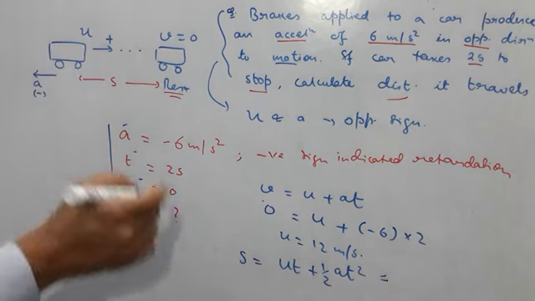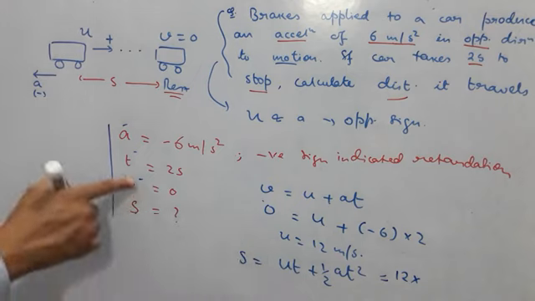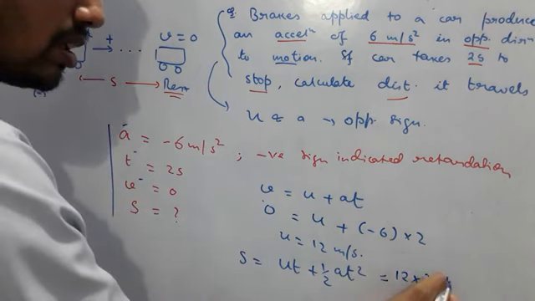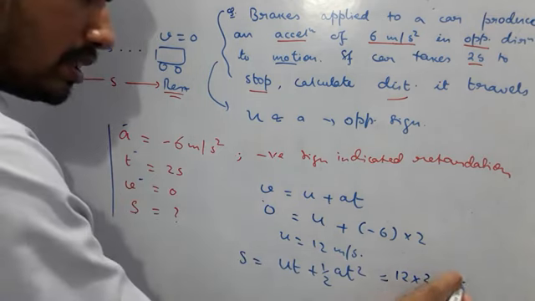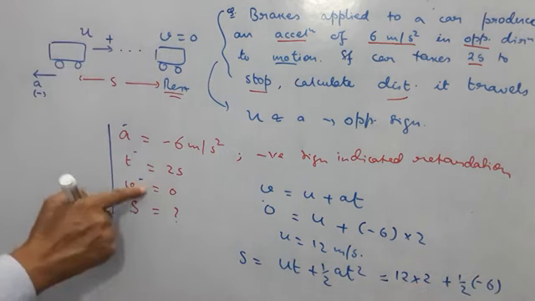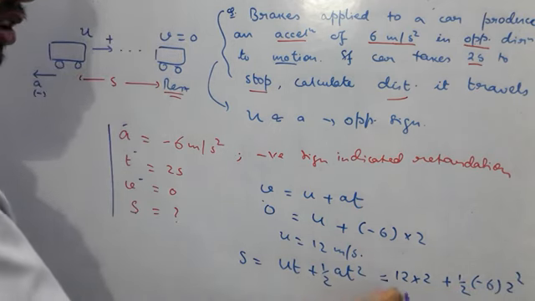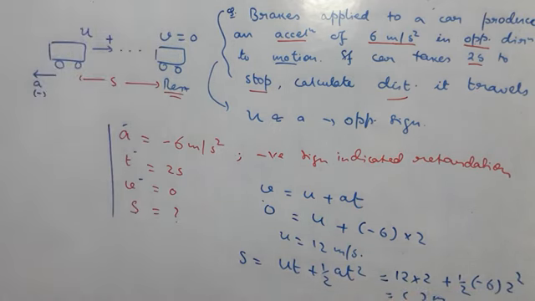So this becomes how much? U is 12 into t. T is 2, plus half a is minus 6 into t square. So t is 2, so 2 square. So you can solve this yourself, students. That will give you the answer in meters.